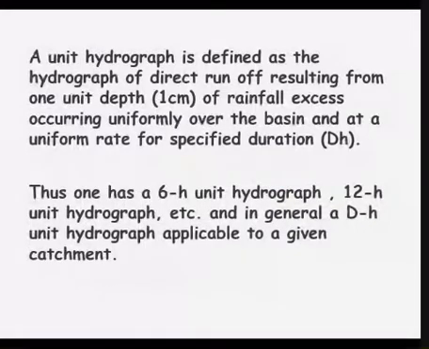A unit hydrograph is defined as the hydrograph of direct runoff resulting from 1 unit depth or 1 centimeter of rainfall excess, occurring uniformly over the basin and at a uniform rate for a specified duration D hours. Thus, one has a 6-hour unit hydrograph, then 12-hour unit hydrograph, etc. And in general, a D-hour unit hydrograph applicable to a given catchment.